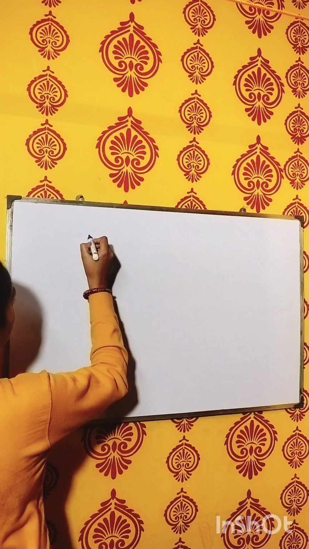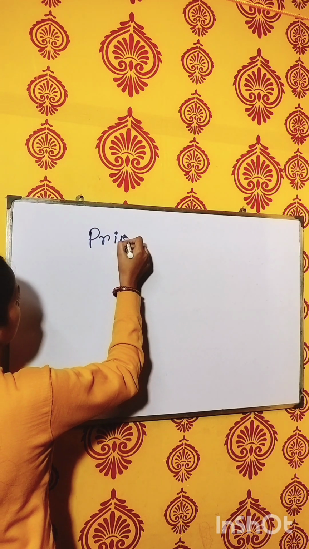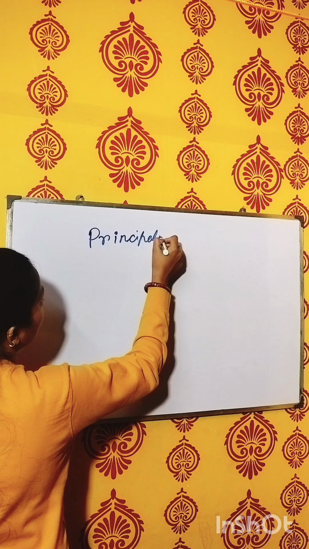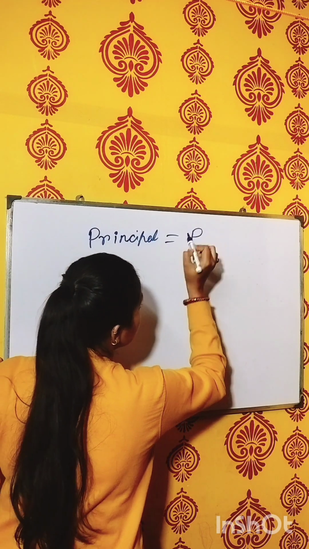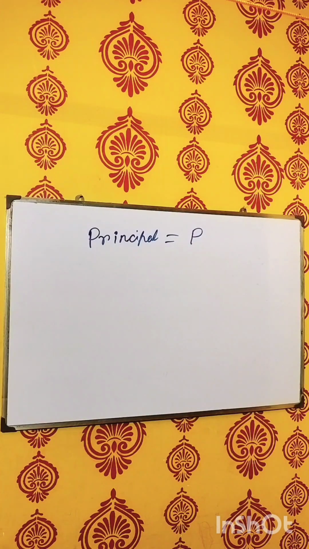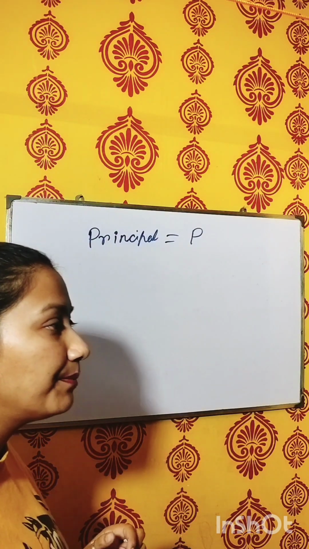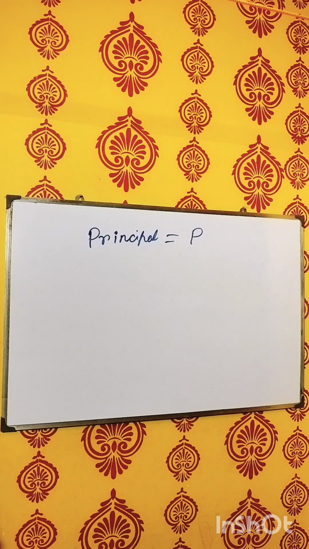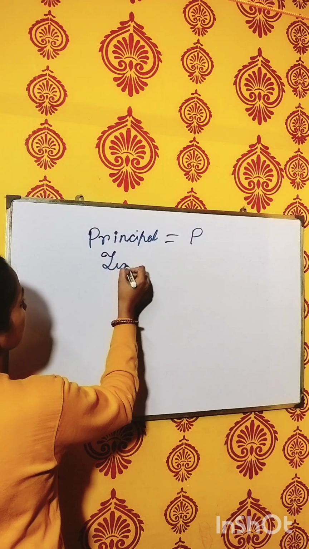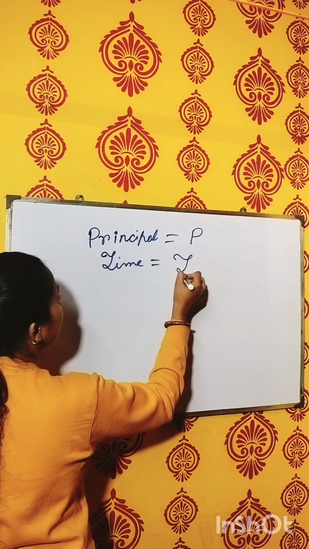Now the amount which we have borrowed, we write as principal and express it as P. And as we borrow some money for a certain period of time, we express the time as T.